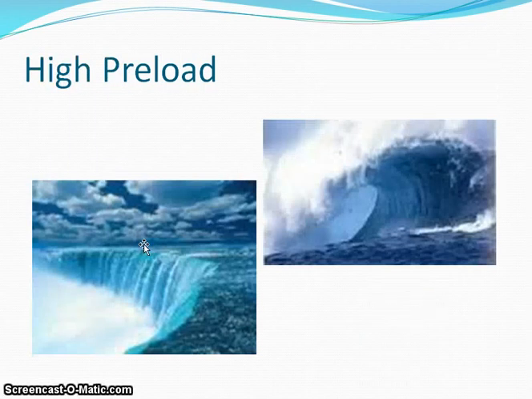High preload means we have too much. We're fluid overloaded for some reason. Our volume's too high for the heart to handle and it stresses it. Things like having too much fluid volume, a severe systemic edema. These are going to have impacts to increase our preload.